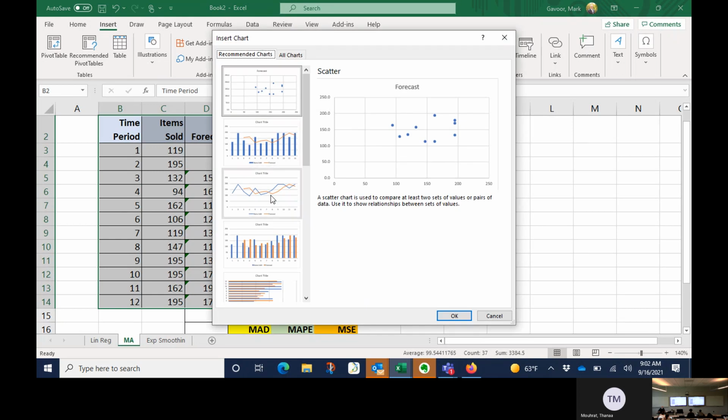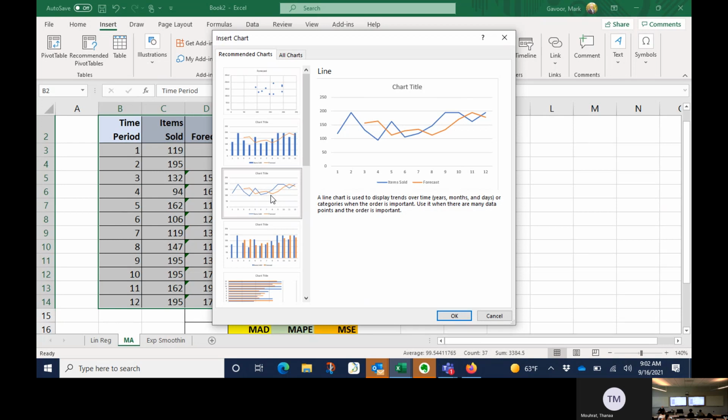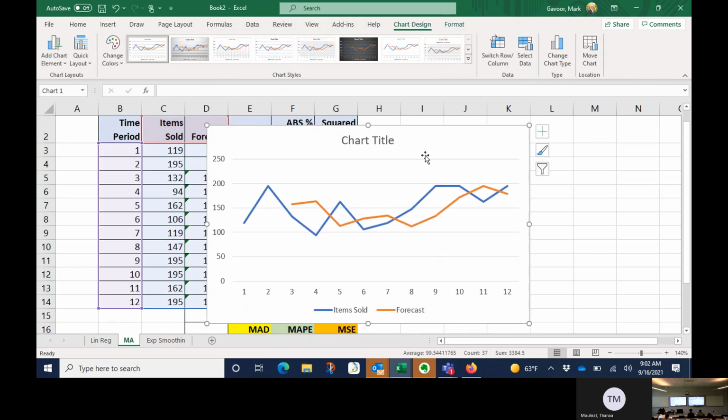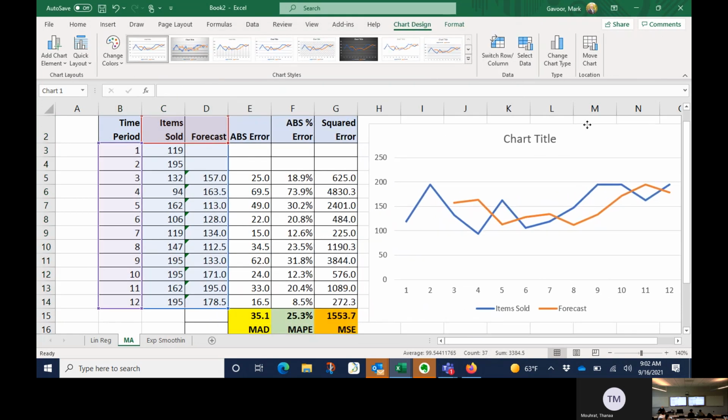There we go. I like this one. That's exactly what I want. It gives me items sold and forecast. Tells me which is which. Nice little line graph. Two month moving average forecast. Moving average. And then if I want, I can put the other stuff in there. And look what happens. It shows me the graph.